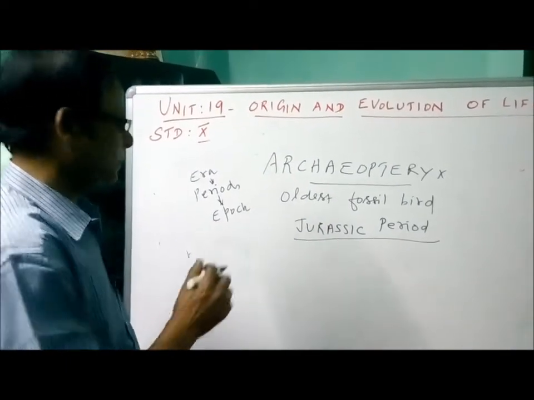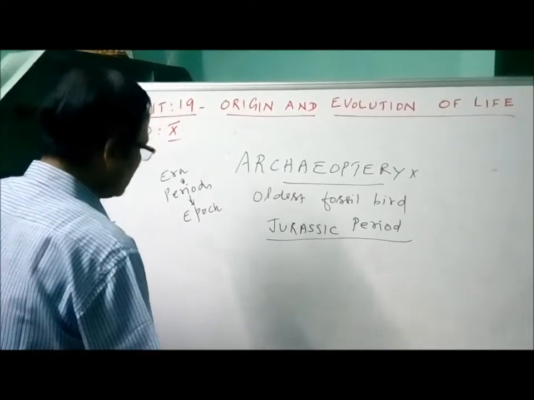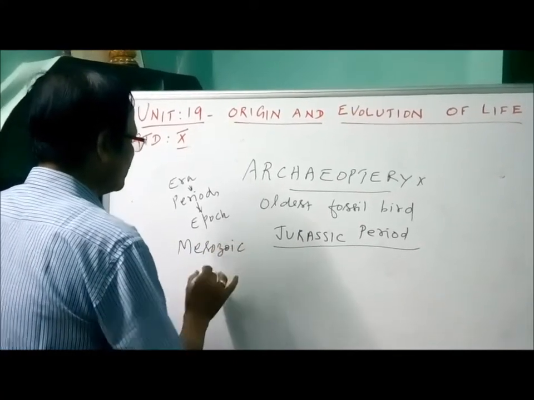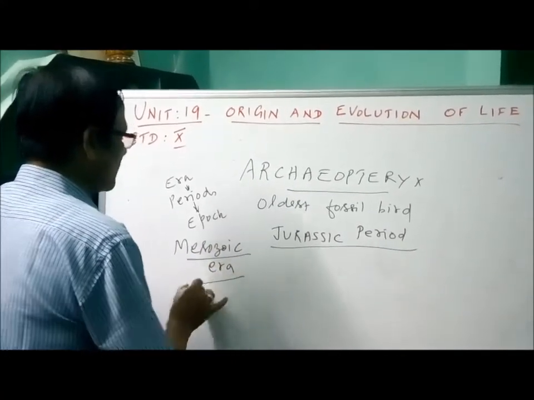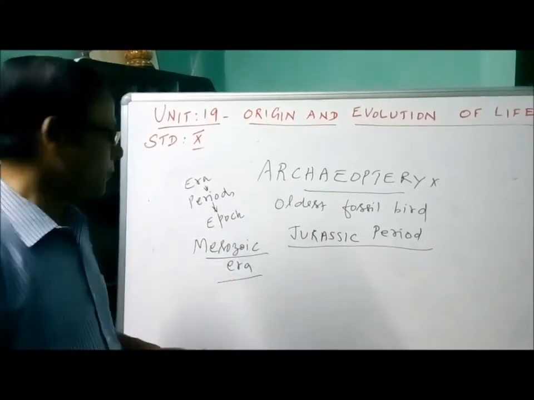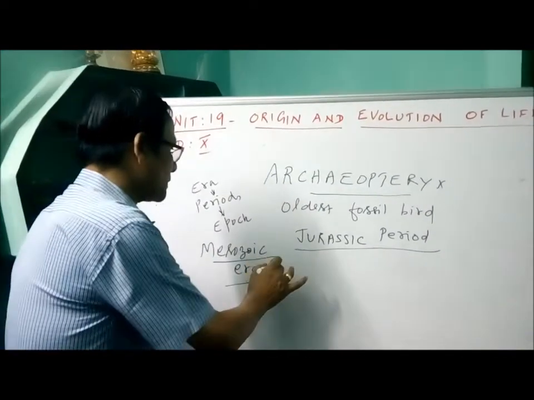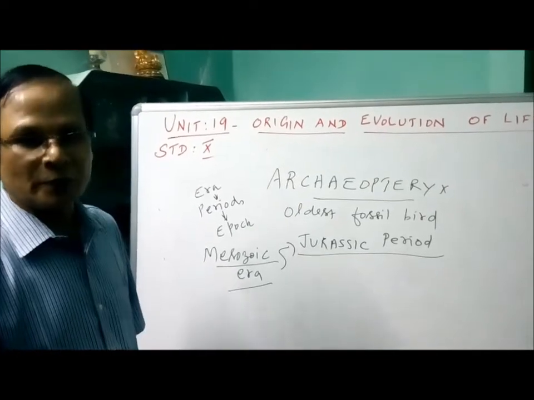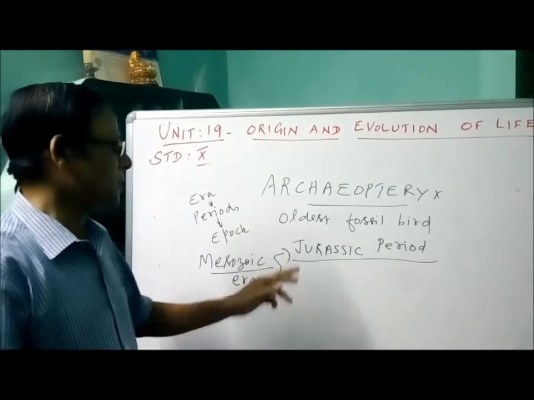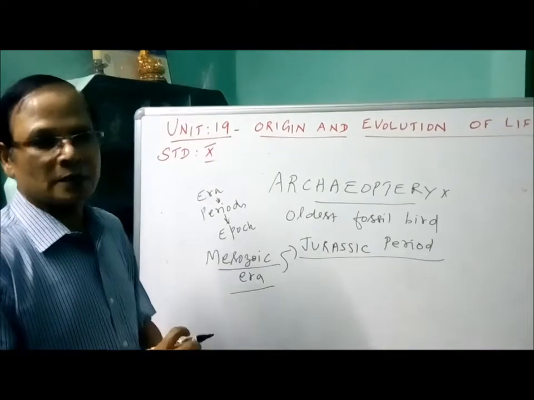I will take only one era, the Mesozoic era, one of the eras. This era is called the age of reptiles. Reptiles were dominant during that period, hence it is called the Mesozoic era. In that Mesozoic era, one of the periods is the Jurassic period. That's why the film was named Jurassic Park. Now, in the Jurassic period, the origin of the fossil bird Archaeopteryx occurred.